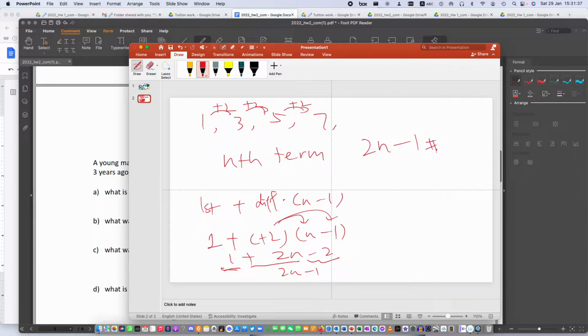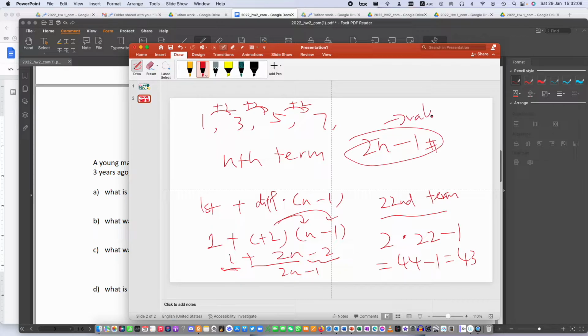Okay? So now, what if I ask you for the 22nd term? What do you do? Just tell me what you do. 2 times 22 minus 1. So you will get 44 minus 1, which is 43. Are you clear? Okay, that's how you find the value. By the way, this one always gives you the value.